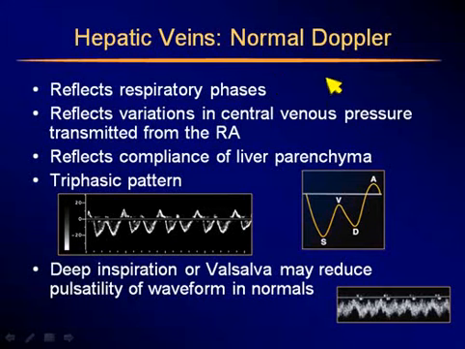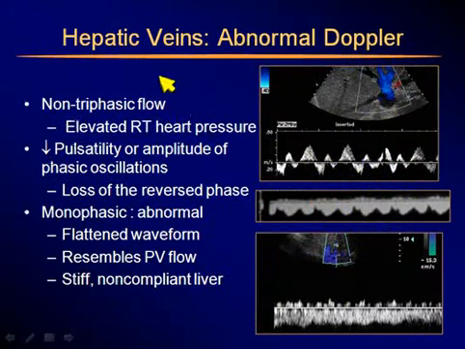The normal Doppler here, the reason for this pulsatility is because it reflects respiratory phases and variations in central venous pressure that is transmitted from the right atrium. It also reflects the compliance of the liver parenchyma, giving us this triphasic waveform, systole, diastole, kick. Be careful though, because deep inspiration or Valsalva may reduce this pulsatility and dampen it, causing you to think there's a problem. So the waveform becomes abnormal when we lose that triphasic flow.